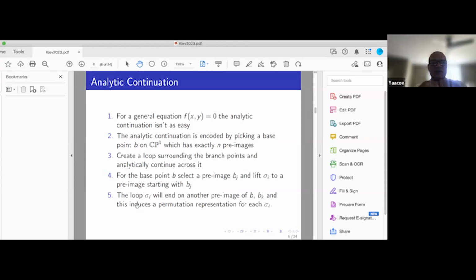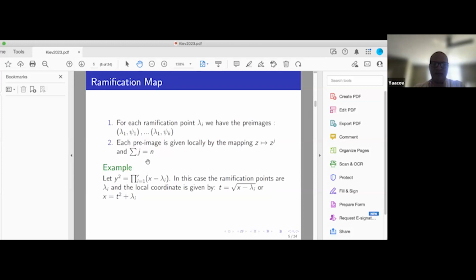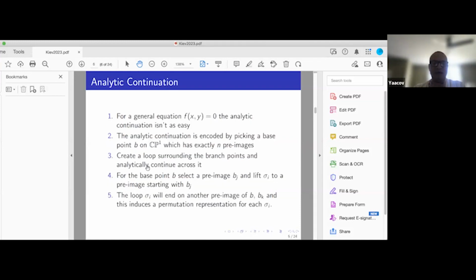The analytic continuation isn't as easy as it looks. So how do I encode analytic continuation? I encode it by picking a base point P on CP1, which has exactly n preimages. So I avoid the branch points. In this case, I would pick any x which is not equal to lambda I. And this is going to be my base point on the CP1, which is a sphere. It has exactly n preimages.